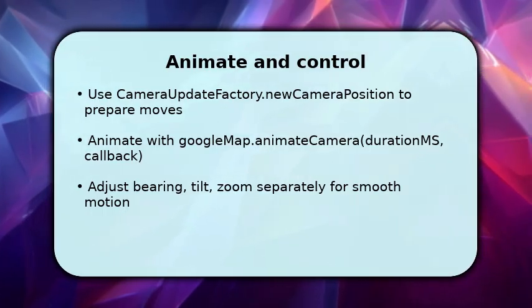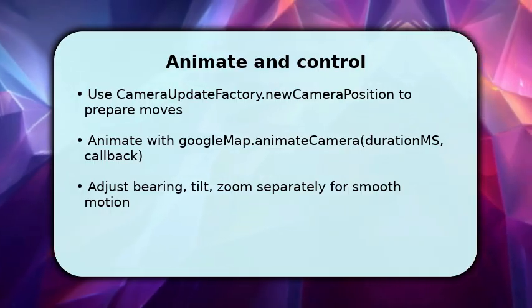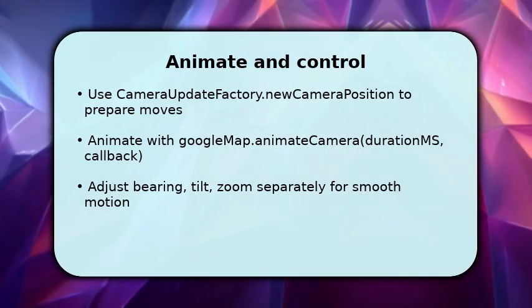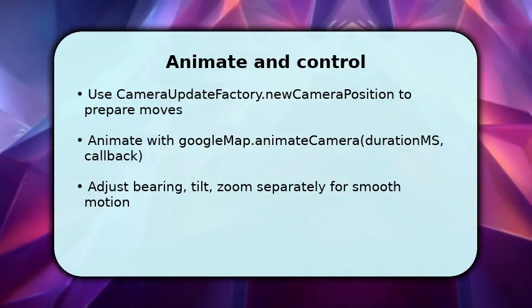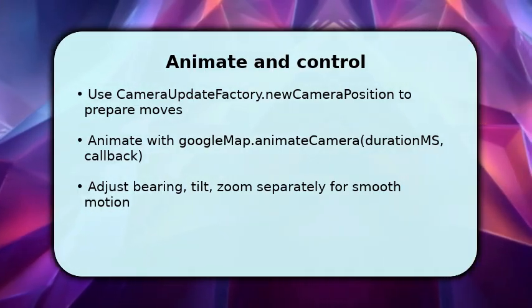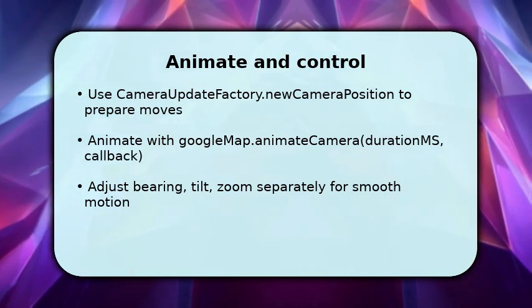When you animate bearing and tilt, stagger or combine them depending on desired effect. Combine for fluid cinematic pans, stagger for focused zooms. Also consider checking map is ready and canceling previous animations before starting a new one so your camera behaves predictably.